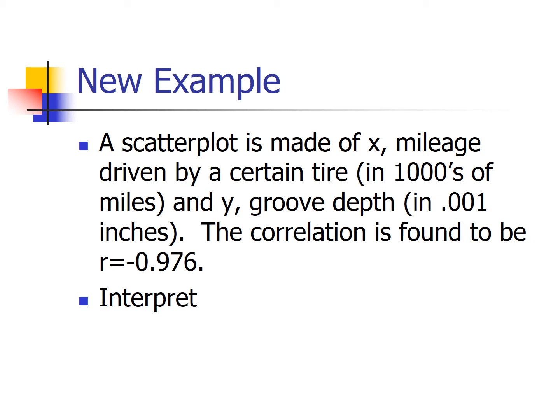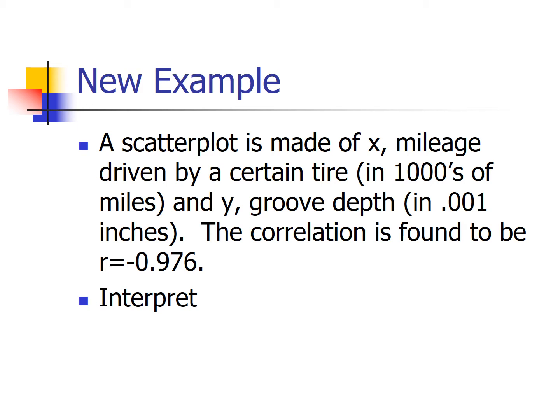So in this case, our data is in maybe some unusual units. Our mileage is in units of thousands of miles. So an x of 1 indicates 1,000 miles. An x of 10 equals 10,000 miles. Perhaps even a little bit more eccentric are the units for our groove depth. That's in 0.001 inches. I have no idea what that is. Is it a milli-inch? Is it a centi-inch? I don't really know my metric very well. But here we are.